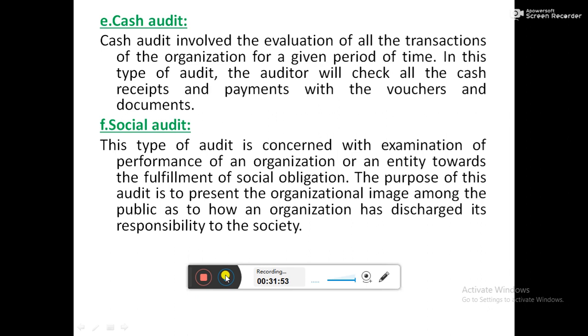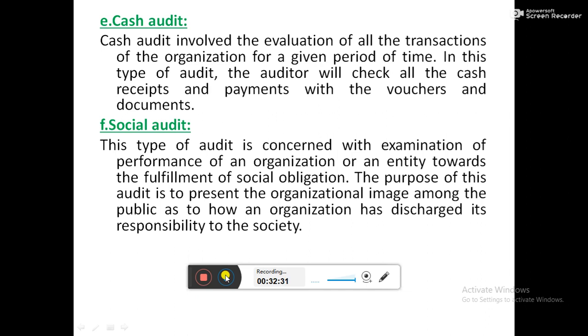The next type of audit is cash audit. Cash audit involves the evaluation of all the transactions of the organization for a given period of time. In this type of audit, the auditor will check all the cash receipts and payments with the vouchers and documents which are maintained in the organization. In simple terms, cash audit is the audit where the auditor will thoroughly check all the cash receipts and payments which are made in the organization.